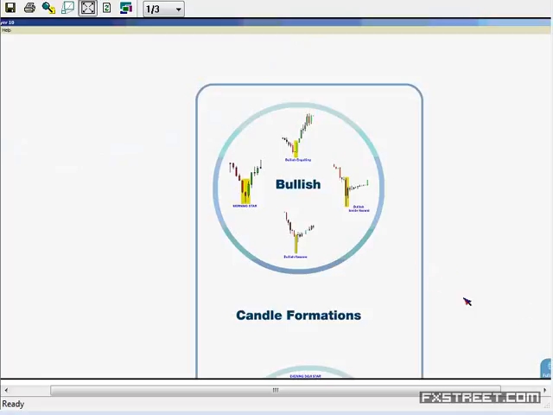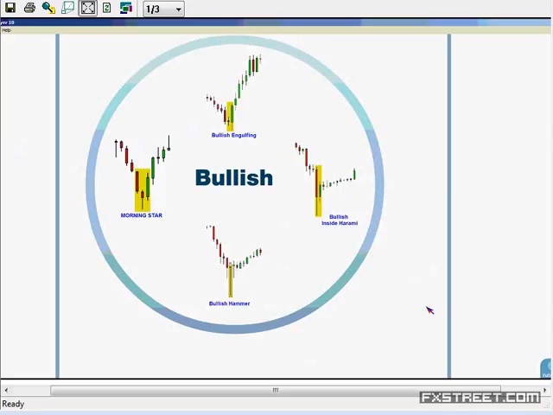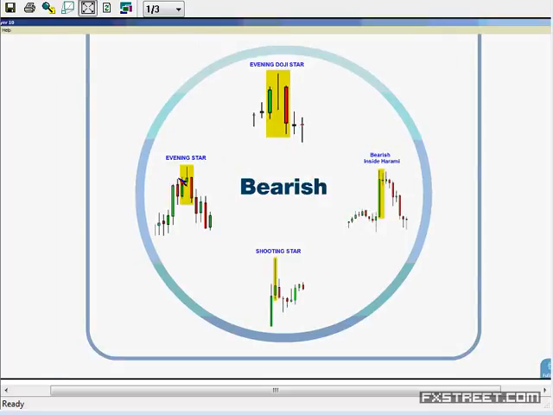Okay, and we also need to have a basic knowledge of reversal formations, candle formations, excuse me. Here I've just put some basic ones on. We've got morning star, bullish engulfing. Engulfing patterns being my favourite reversal pattern. Bullish inside bar and a bullish hammer. And then obviously the reversal here. We've got an evening star, shooting star, a bearish inside bar, and an evening doji.